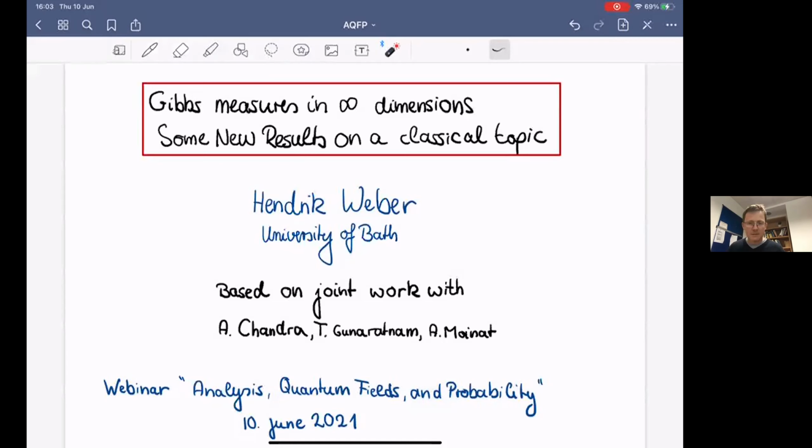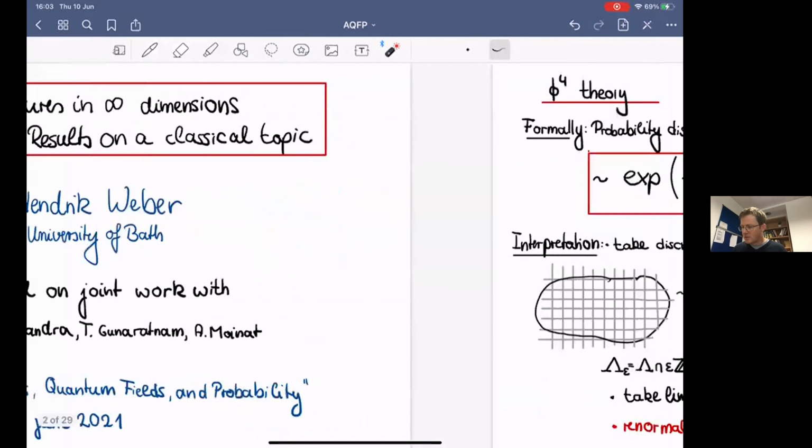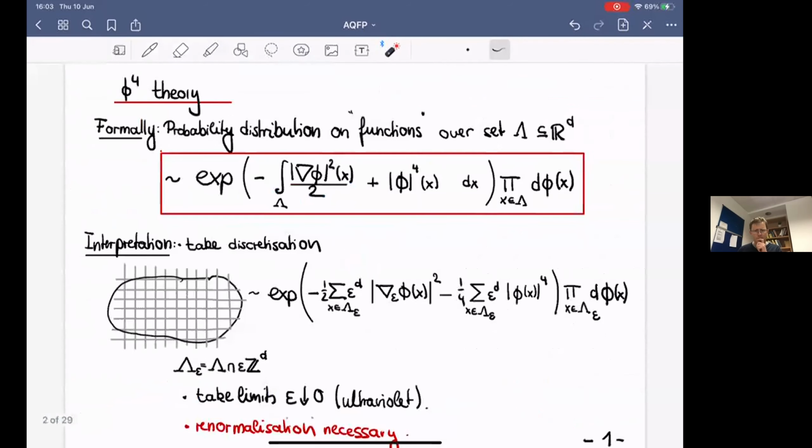So I was thinking a bit about what to do for this talk, and I came up with the idea of giving a bit of an overview of a number of results that I've been working on in the last few years. All of this is going to be concerned with phi to the fourth theory in one way or another. I'm going to start the talk by reminding you, just to set the notation and to fix what I'm talking about.